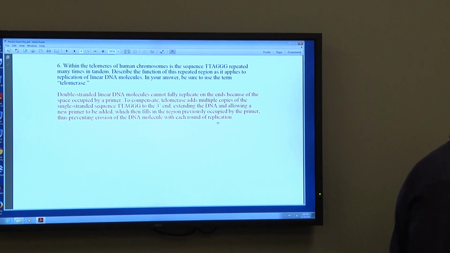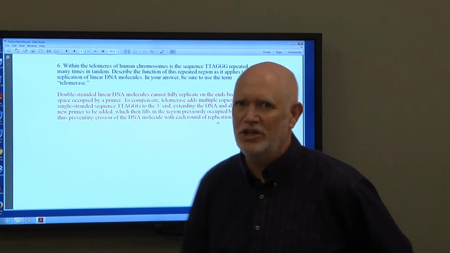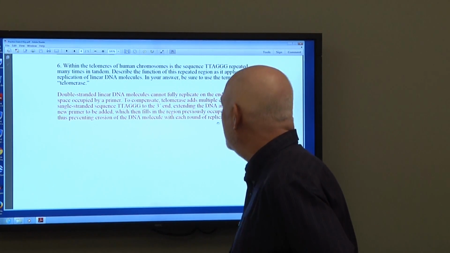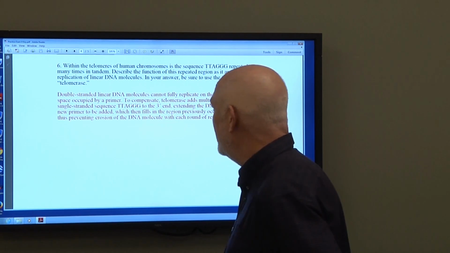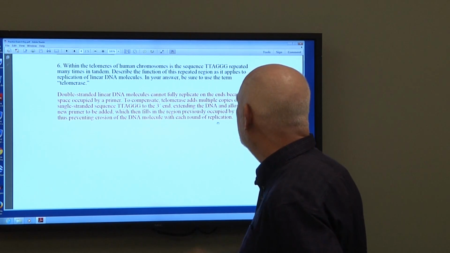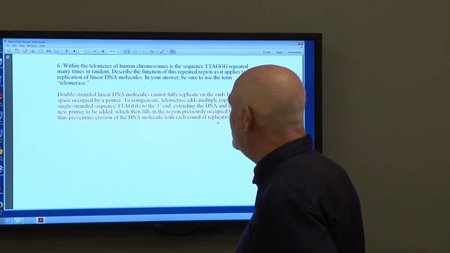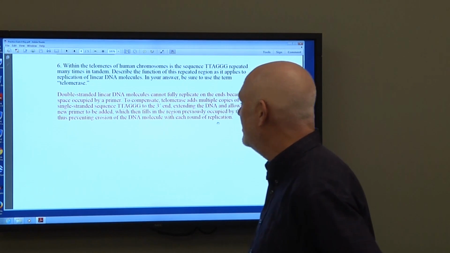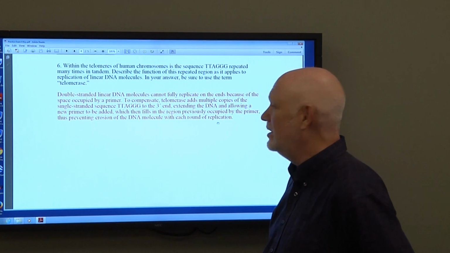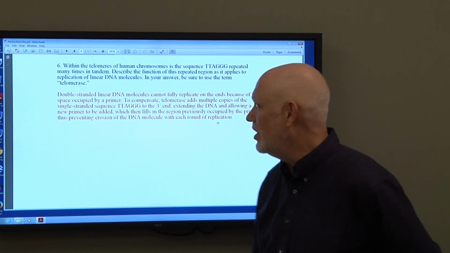Okay, last question. Within the telomeres of human chromosomes is the sequence TTA-GGG. We talked about that in class a little earlier this morning. That's the sequence that is added on to the end of a DNA molecule. And so it asks you here, within the telomeres of human chromosomes is the sequence TTA-GGG, repeated many times in tandem. Describe the function of this repeated sequence as it applies to the replication of linear DNA molecules. Be sure to use the term telomerase.